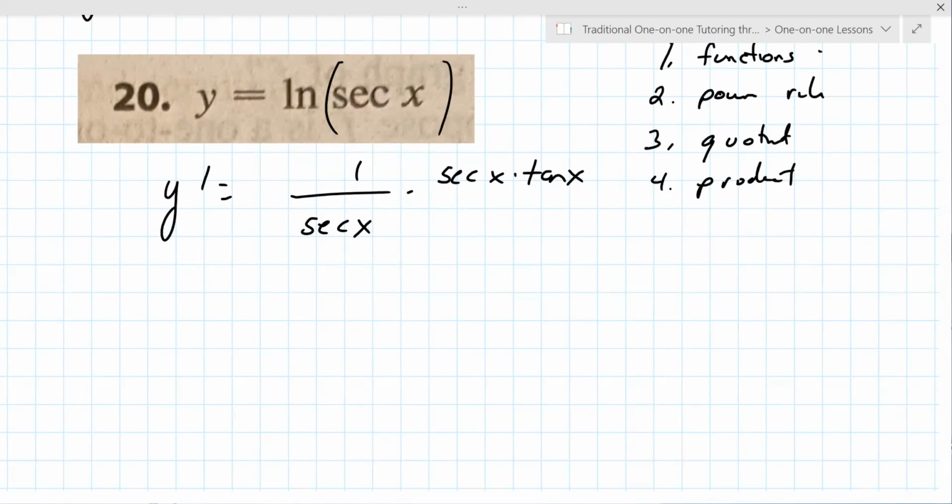You don't need to simplify, but it's kind of bad to not cancel out things like this. So the derivative is tangent because the two secants cancel. That's the kind of thing that's like making your bed every day. You might as well make your bed.